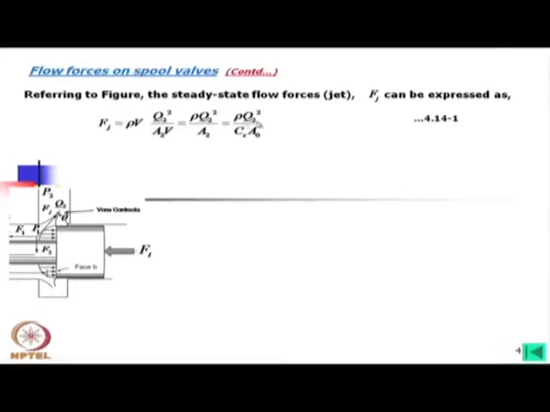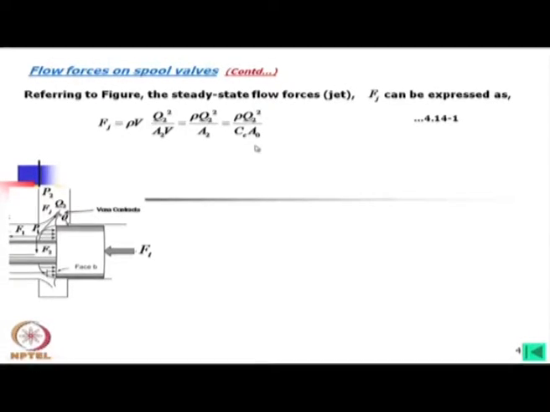If we further equate this, it will ultimately be rho Q 2 square by C c A 0, where C c is a component of the coefficient of discharge. So this is the coefficient of velocity, and there is another component, which is the coefficient for the area contraction.